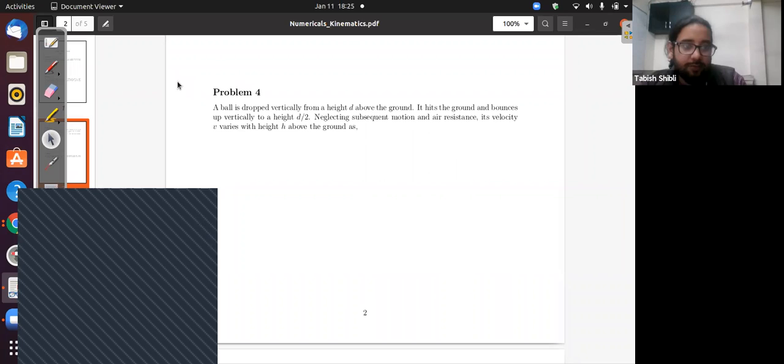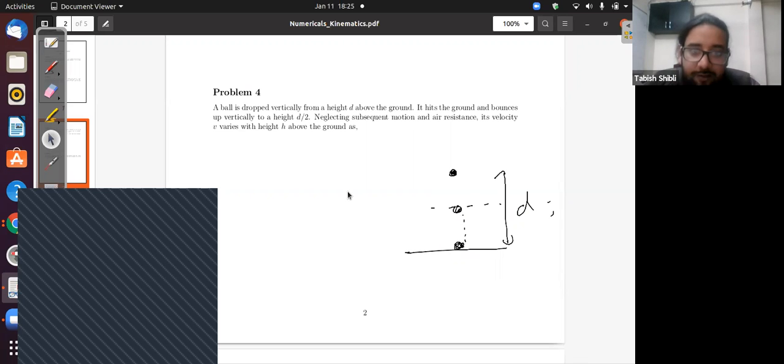Okay, this question here. Any ideas? How should it be plotted? What is happening is you have the floor and you have a ball which is starting out at height D, and then it hits the ground. It goes back up to height D by 2 and then goes down again. Yes, what we need to plot, I'm coming to that, is how the V varies with the height.